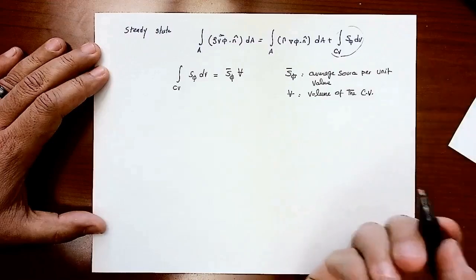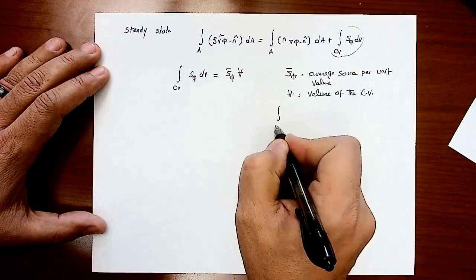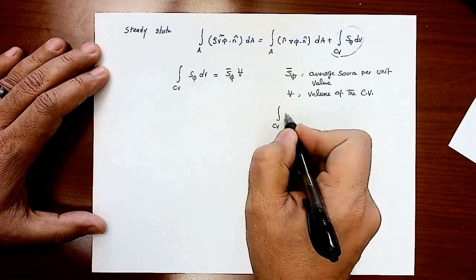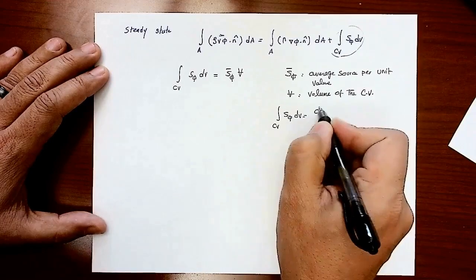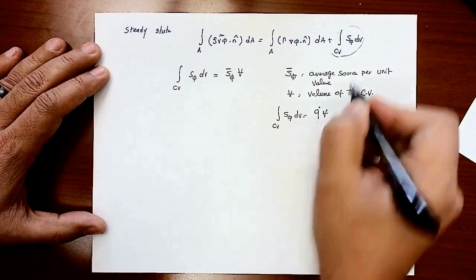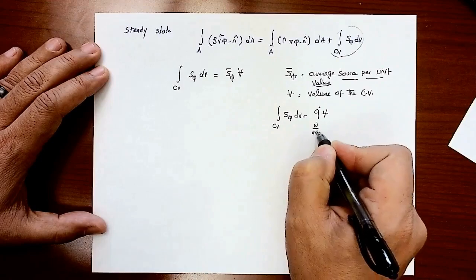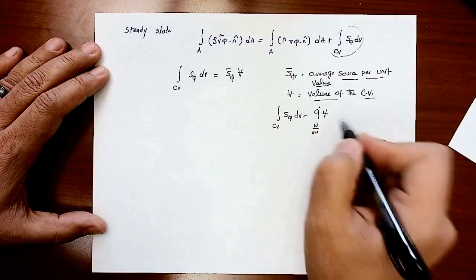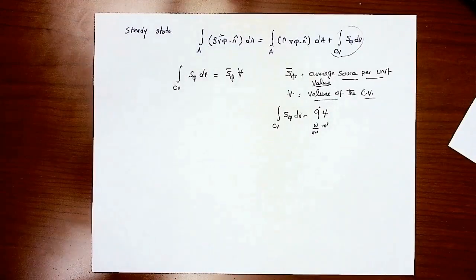Do you want to get a sensation with an example? If we're talking about a heat source, I can represent the control volume integral of the heat source dV by Q dot times V. This is the average source per unit volume, that's watt per meter cubed, multiplied by the volume of the control volume, which is meter cubed. This is just an example here.